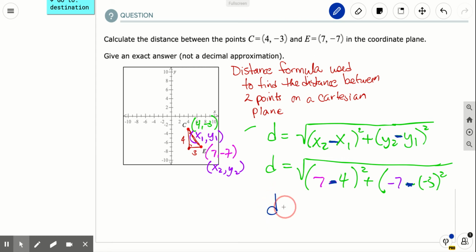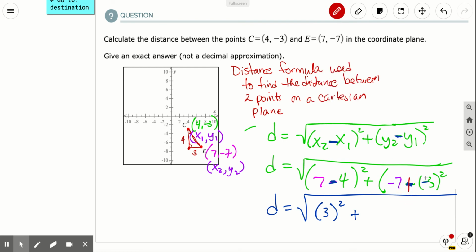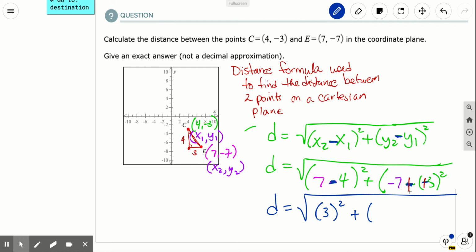So we're going to go d equals the square root of. Do the parentheses first, PEMDAS. That 7 minus 4 is 3 squared. -7 minus -3, these are two negatives. That becomes a positive. I'm going to do it in a different color, just so you can see that I'm going to add the opposite. That becomes a positive. So this becomes -7 plus 3, rather, is -4 squared.